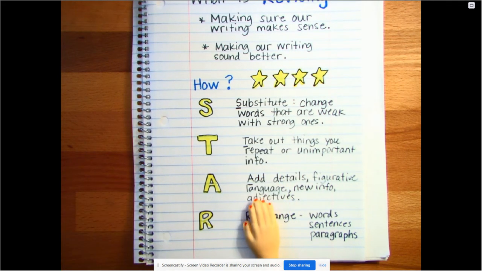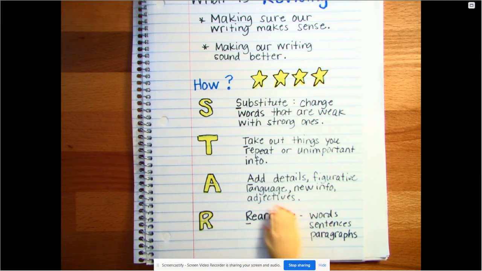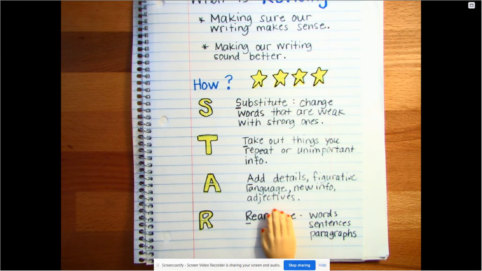A stands for add. You want to go back into your writing and add details. You want to add figurative language, like we talked about, those similes. That's figurative language. Onomatopoeias, figurative language. Maybe you realized, oh, I forgot something and I need to add some new information into my story, right? I forgot an important part. Maybe you could go back and add some adjectives. So those describing words, right?